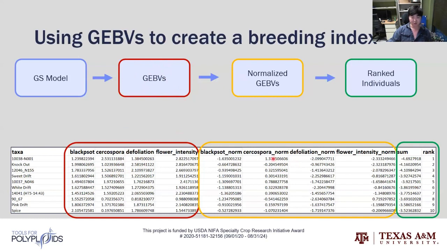I then normalized the GEBVs and corrected for the directionality. So for black spot and Cercospora defoliation, a smaller value is better. For flower intensity, you want a larger value. So after I normalized it, you have to multiply this by -1 to get everything in the same direction. And then you can sum them across, or you can apply different weights to the normalized GEBVs, and then you can rank them.